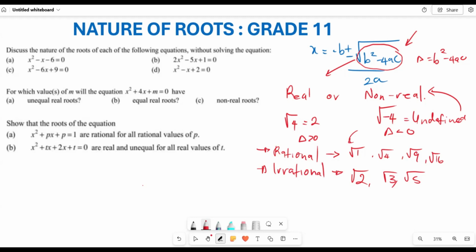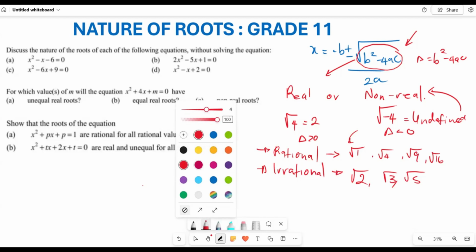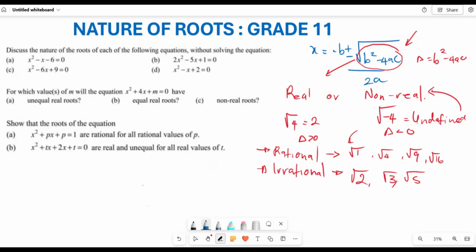So basically, that is a typical understanding when it comes to your rational and also your irrational roots. Are we fine? Also, under this particular umbrella, we also have what we call our equal roots.